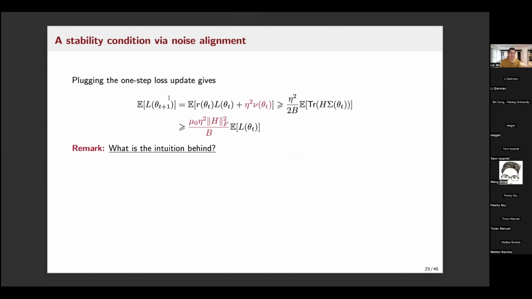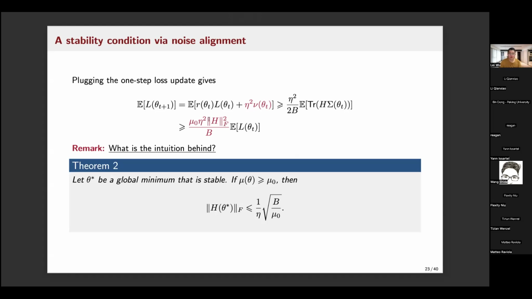Then let's look at the stability. For the one-step loss update, if we omit the GD contributions and just look at the noise-driven terms, we will have this. And by assuming the alignment, this is greater than this term. So the loss update is multiplicative, with a factor determined by the batch size, learning rate, the alignment factor, and also the sharpness, but measured by the Frobenius norm of the Hessian instead of the spectrum.